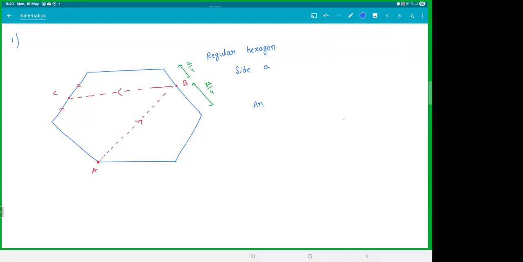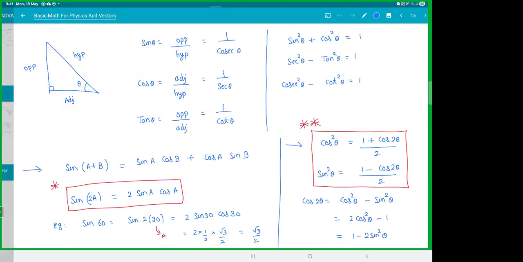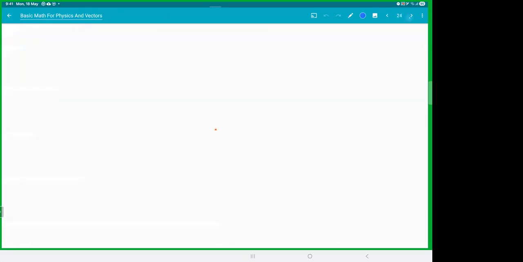So this is a regular hexagonal plate. An ant walks from A to B to C. Simple thing. Find distance and displacement. It's all geometry there, nothing calculus, no big deal. But in case someone doesn't remember about a hexagon, we did discuss this in basic math. Let me show you a little about hexagon properties.